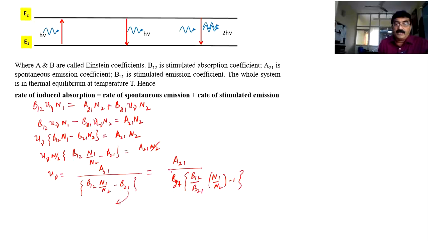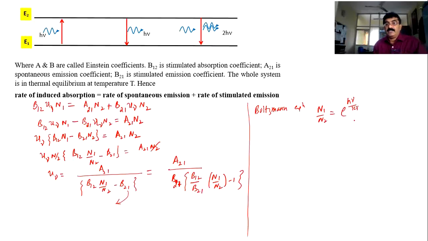Okay, actually we have an equation called Boltzmann's equation, Boltzmann formula. What does Boltzmann's equation say? N1 by N2 is equal to e to the power of h nu by kT. This is the Boltzmann's formula. So substitute, I get U nu is equal to A21 divided by B21 into B12 divided by B21.